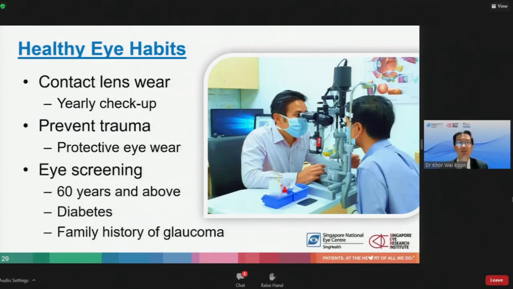And finally, if you're 60 years and above, do consider going for eye screening to pick up conditions like cataracts and glaucoma. You may want to start eye screening at an earlier age if you have other medical problems such as diabetes or a strong family history of glaucoma.